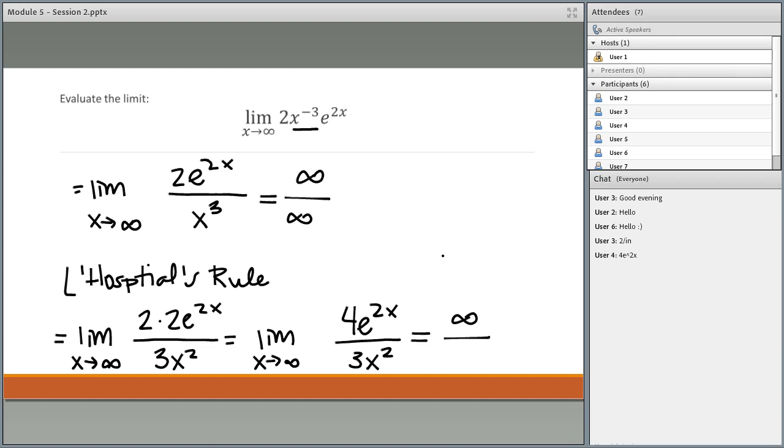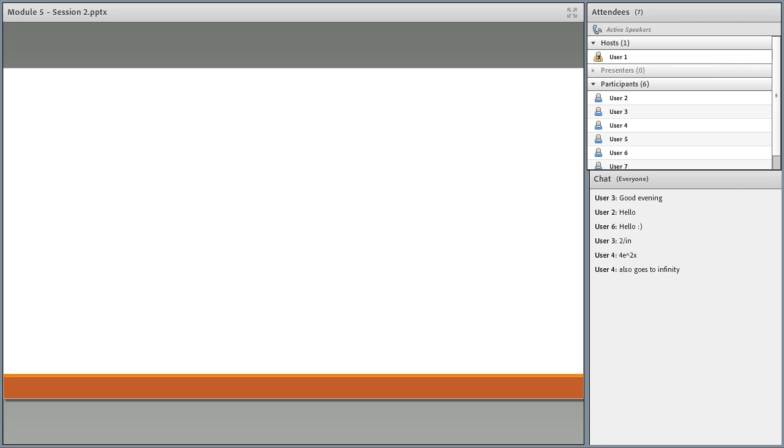What about the denominator as x goes to infinity? Very good. Also goes to infinity. So we're still at infinity over infinity. So we can apply L'Hopital's rule again. So we can take the derivative again of the numerator and the denominator and then see what happens. So let me go to the next page. So right now we have the limit as x goes to infinity of 4e to the 2x over 3x squared.